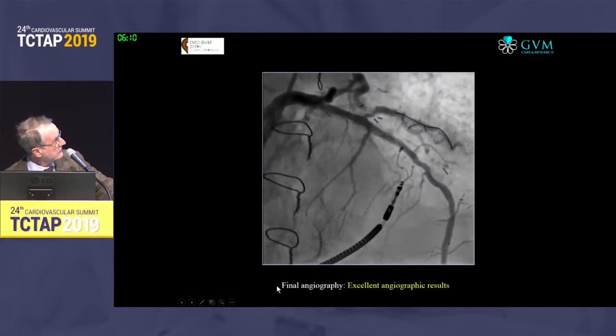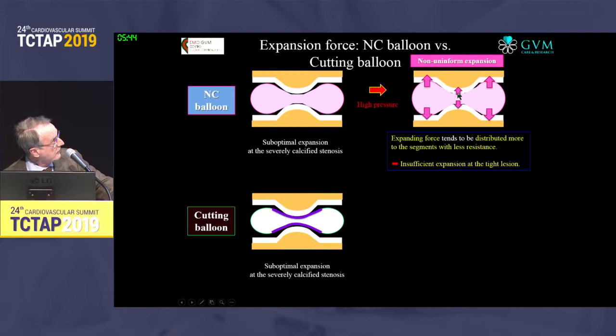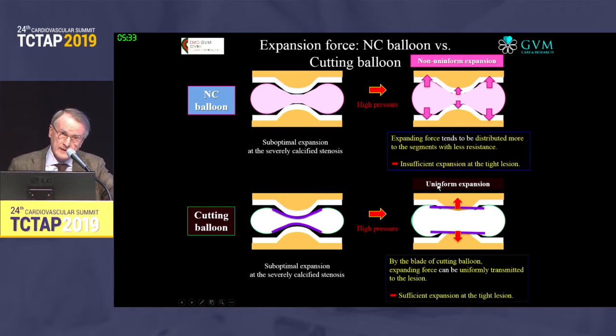Why is the cutting balloon effective? I don't think the blade cuts the calcium. I was never able to cut a piece of stone with a knife. But I think the blade gives a more uniform force, and I think it's just mechanical. With a high-pressure balloon, the force is only at one point. With a blade that is not as adaptive, you have more uniform force, and you get a little bit better result. It's not guaranteed, but usually a little bit better.